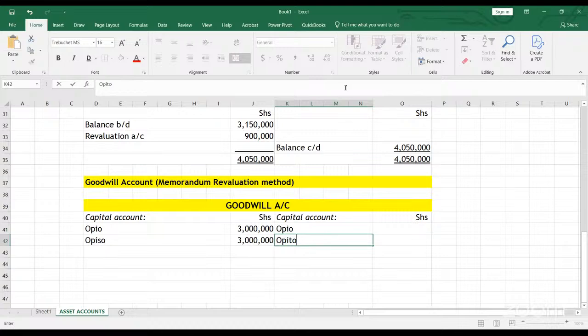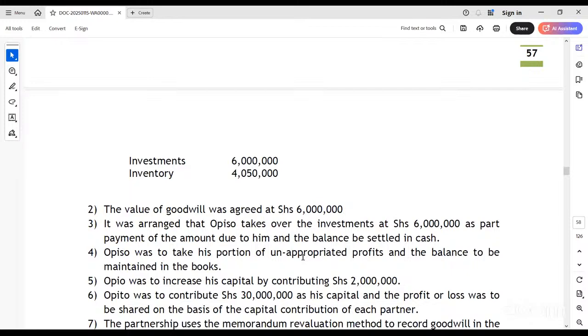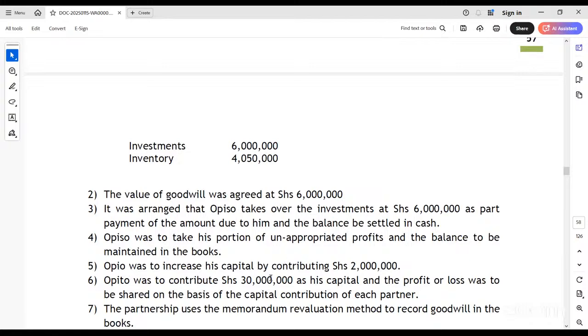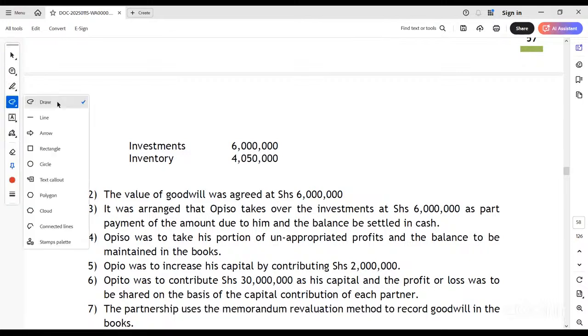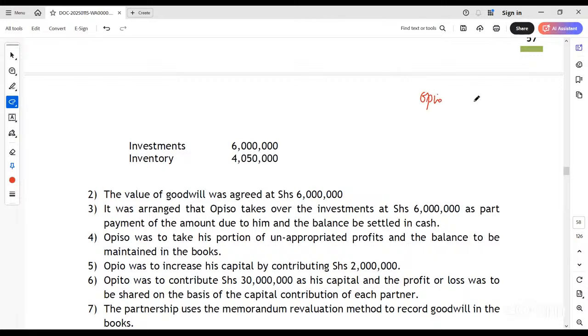How are they sharing? What are the new ratios? Let's check on the new ratios. They have told you that Opito was to contribute 30 million as his capital, and the profit or loss was to be shared on the basis of the capital contribution of each partner. Now there are two partners. We have Opio and Opito.